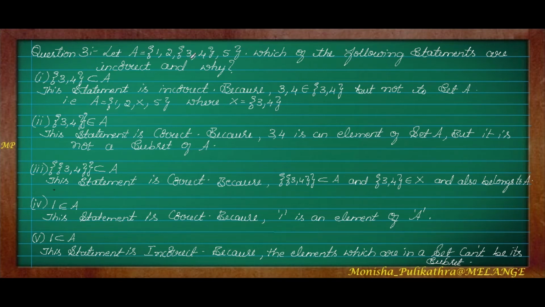If they have told you that {3, 4} is a subset of A, A contains elements only 1, 2 and 5, whereas {3, 4} belongs to A but is not a subset of A. Okay, so this statement is incorrect because {3, 4} belongs to this set. If you consider this set as X, then {3, 4} belongs to this set but not to set A. In set A we can write it as {1, 2, X, 5} where X is equal to {3, 4}. Okay, therefore this {3, 4} is not a subset of A.